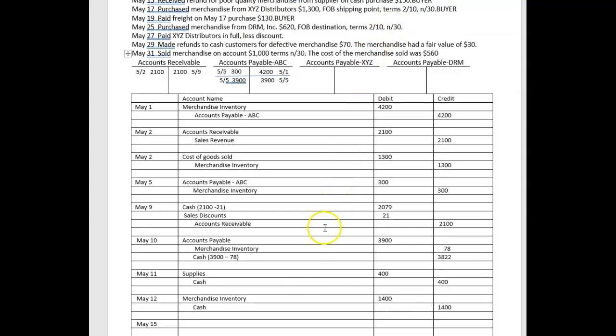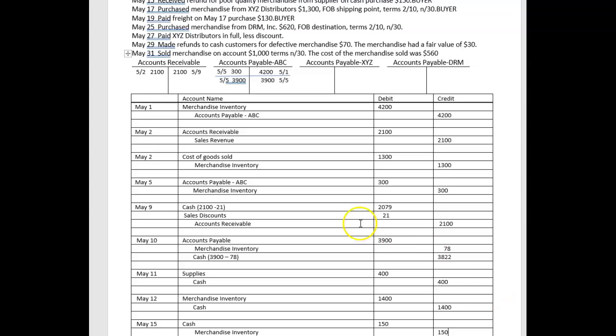So let's go ahead and record that. They're going to get their cash back from the supplier. So we're going to increase or debit cash for the amount of the return, which is 150. So this is a purchase return. And the reason they got that 150 is they returned inventory. So we are going to reduce or credit the asset merchandise inventory for 150. All right, that's the 15th.